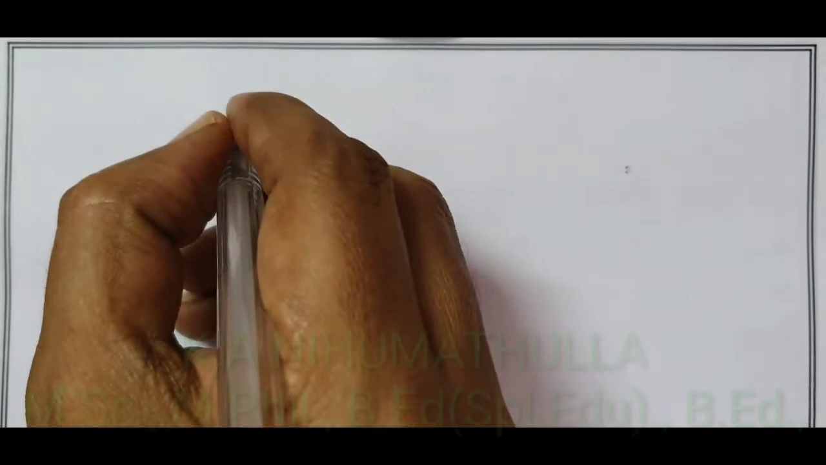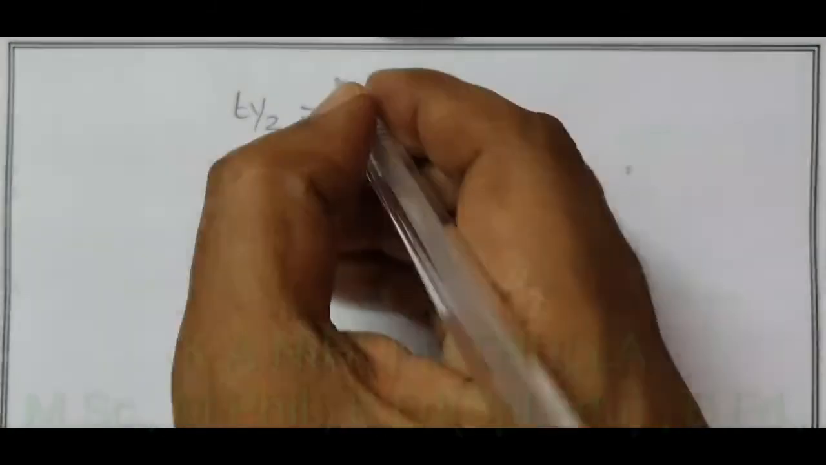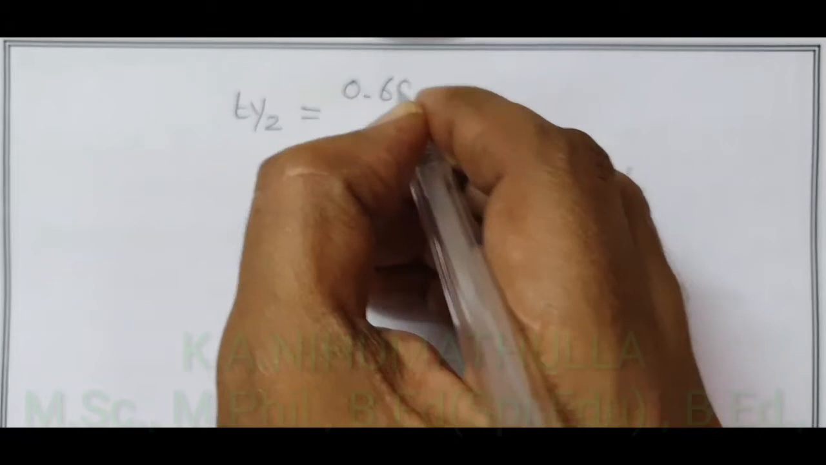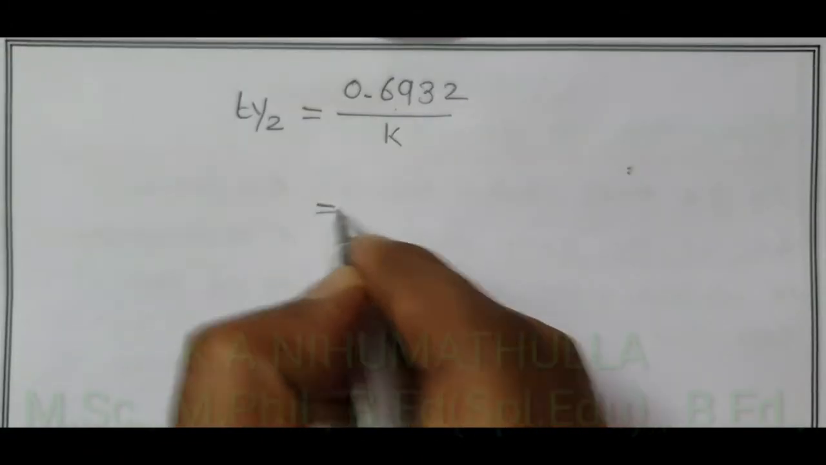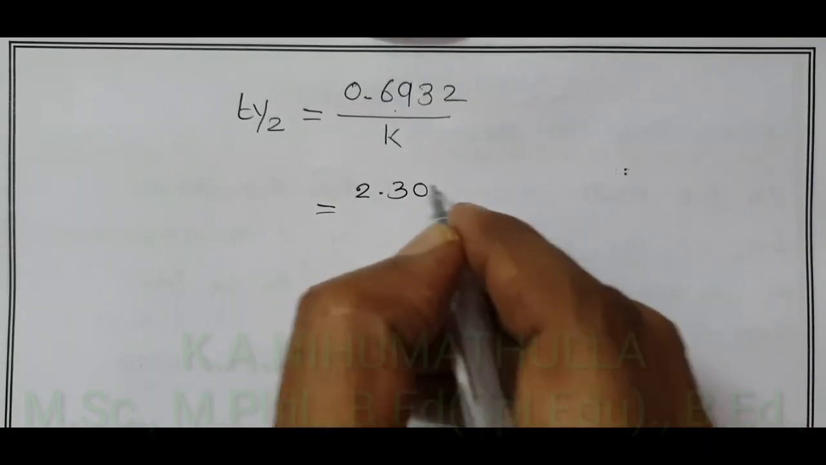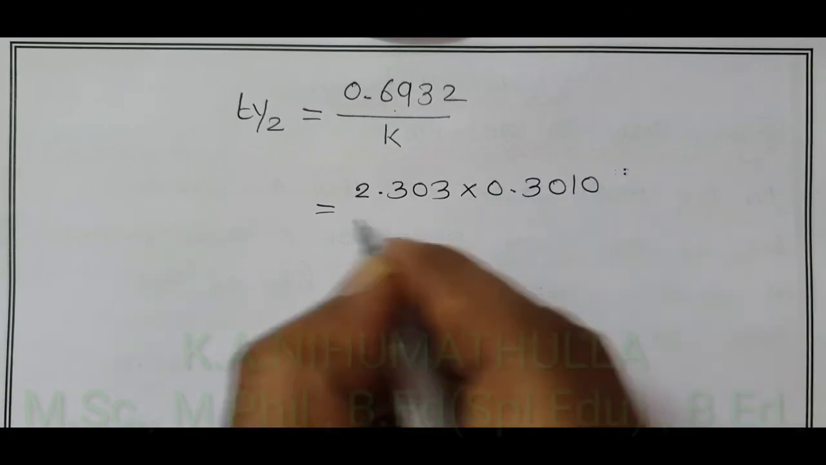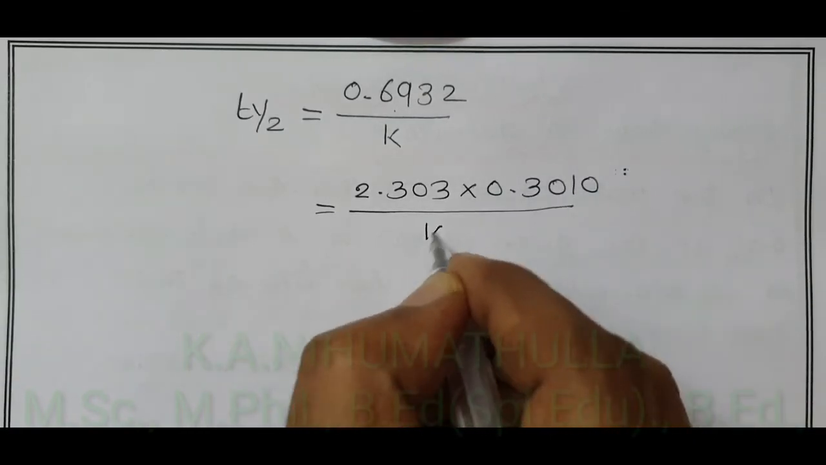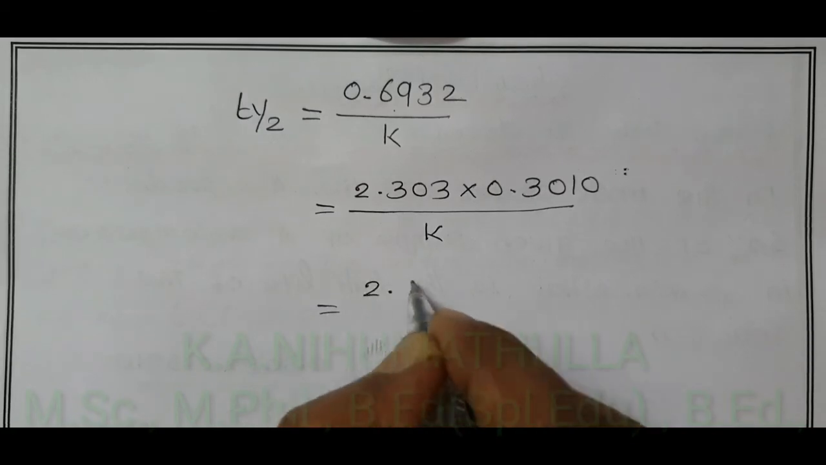We know the formula used to calculate the half-life period: T half equal to 0.6932 divided by K. The K value we know. That 0.6932 can also be written as 2.303 into 0.3010 divided by K. The K value we have just calculated. Now I substitute that value.